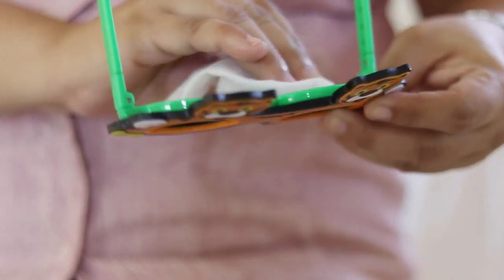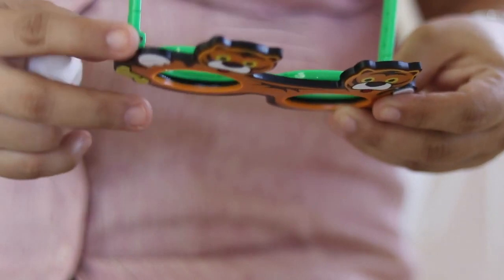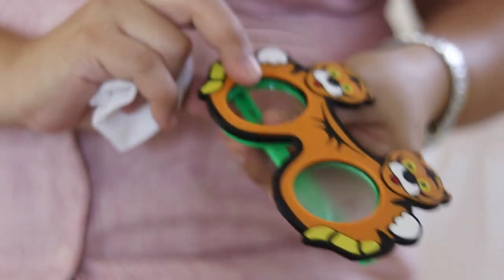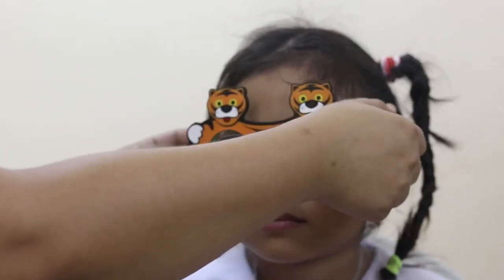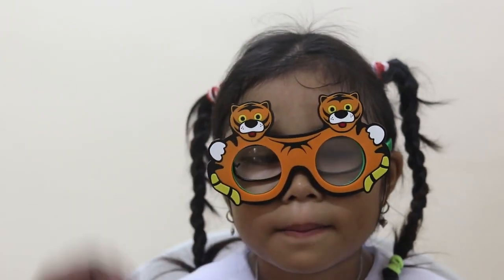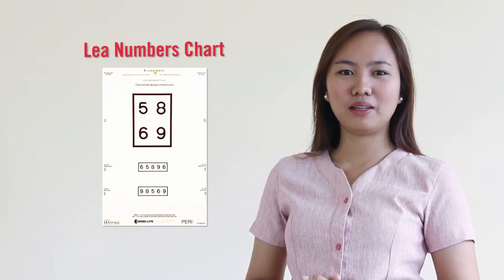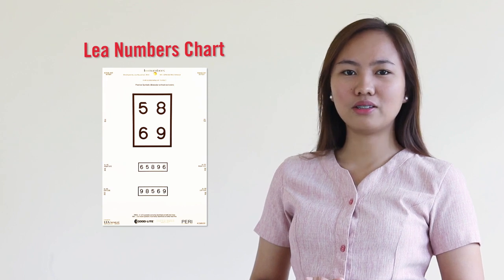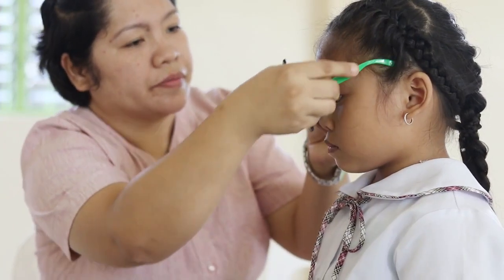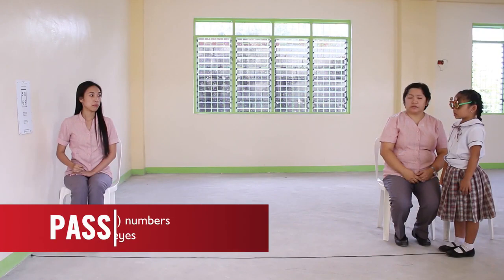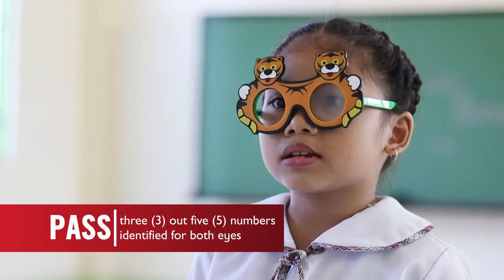Remember to always clean the equipment with antibacterial wipes in between uses or screening. If the child wears corrective lenses, these should be cleaned and worn during the screening. Position the occluder over the eyeglasses. The Leia numbers chart can be used for children 6 to 7 years old and older, or when they know numbers by following the same procedure we just did with the symbols chart. Again, both eyes should identify 3 out of 5 numbers to pass the screening.